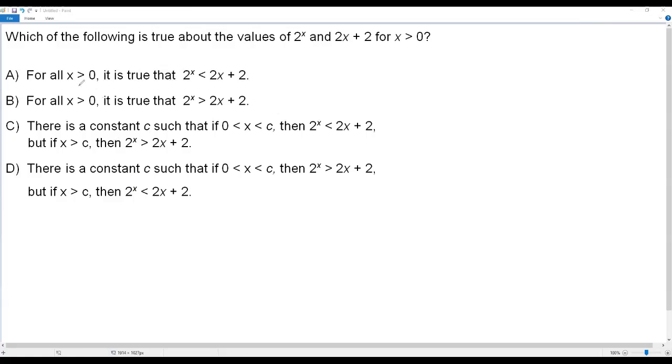Option A says for all x greater than 0, it is true that 2^x is less than 2x + 2. And option B says for all x greater than 0, it is true that 2^x is greater than 2x + 2. And also we have some different statements in option C and option D.